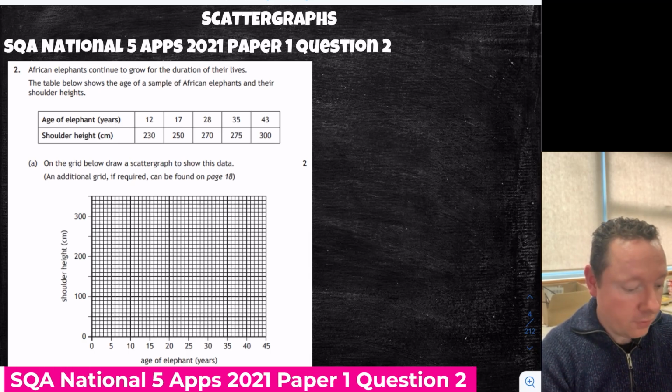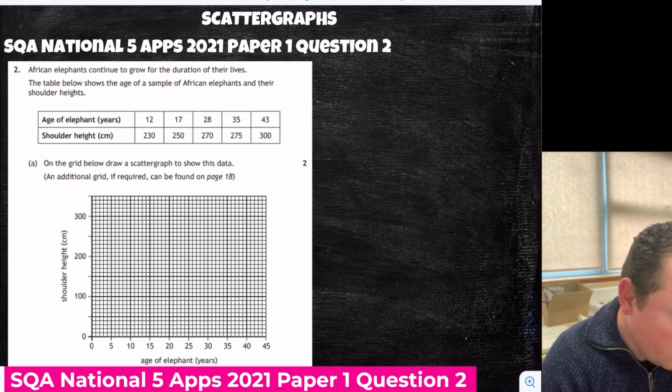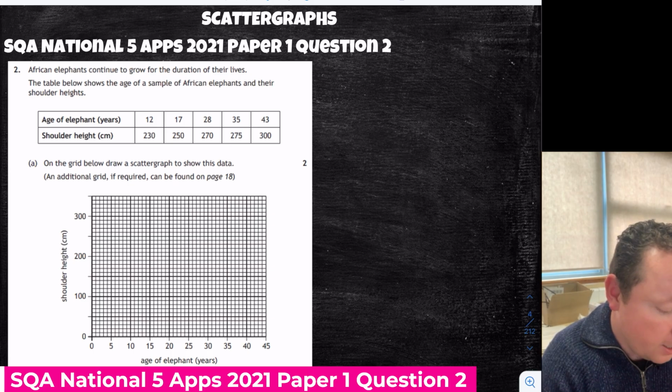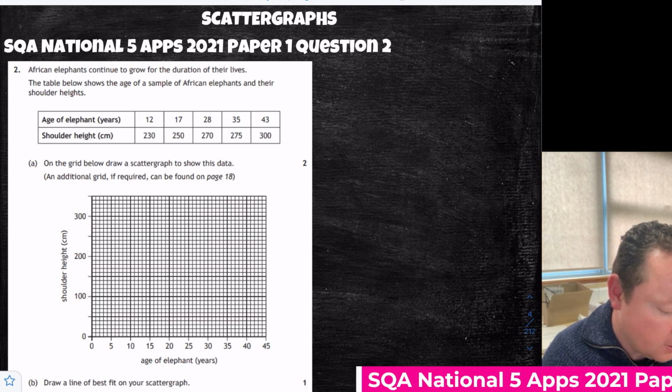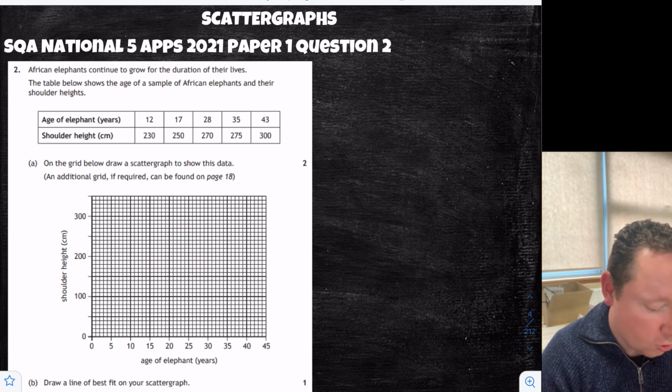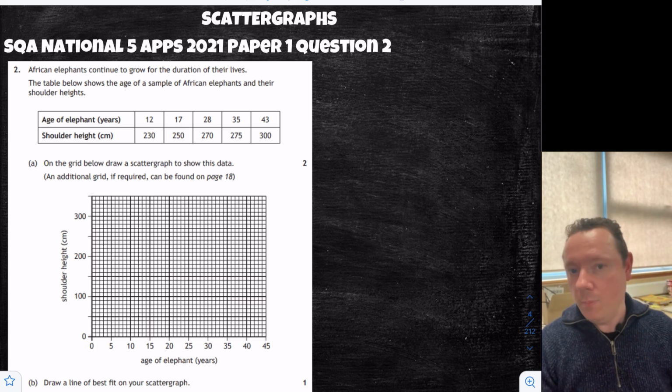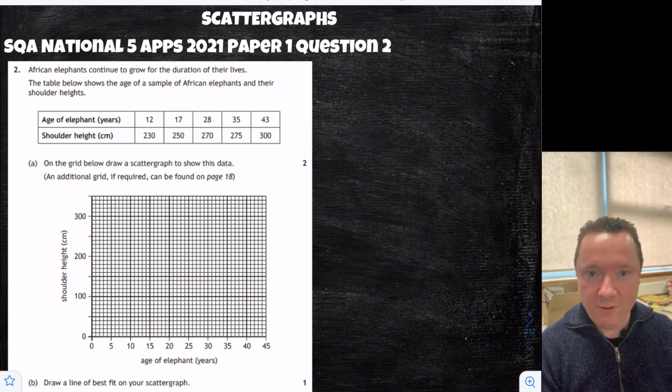Scatter graphs, SQA National 5 Apps, 2021, Paper 1, Question 2. Elephants continue to grow for the duration of their lives. The table shows the sample of elephants and their shoulder heights. On the grid, draw a scatter graph. So a scatter graph's just plot the points, go along the X, up the Y, be very careful.